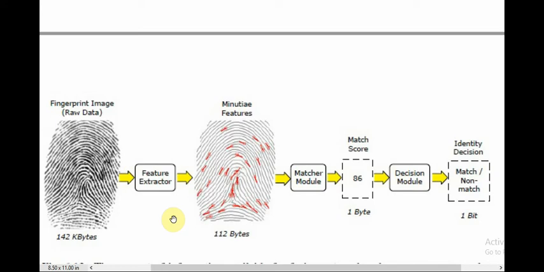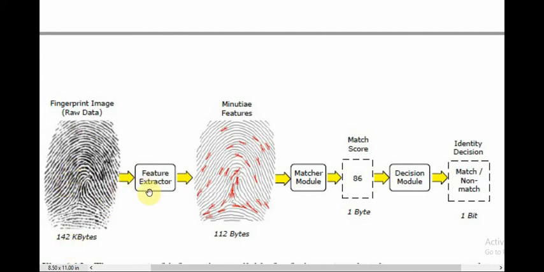The main issue in the design of a multi-biometric system is to determine the type of information that should be combined by the fusion module. In a typical biometric system, the amount of information available to the system gets compressed as one proceeds from the sensor module to the decision module. As you can see in this figure, the amount of information that we have in the sensor module is 142 kilobytes. This is an image of a fingerprint.